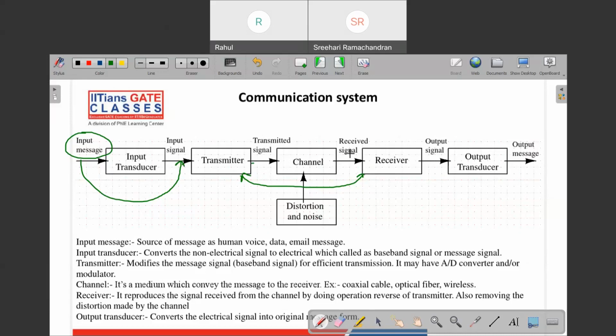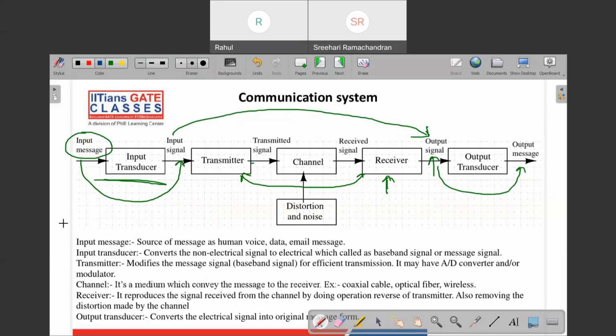Then once we transmit it to the channel, the receiver will receive the signal from the channel and do some processing. After the processing, we'll get the output signal, and we want this output signal to be almost the same as the input signal. And then from this output signal, we will do the opposite operation to what we did at the transmitter side. So here we have a transducer which converts non-electrical to electrical, and here we have a transducer which converts electrical to non-electrical. These are the basic building blocks of the communication system.